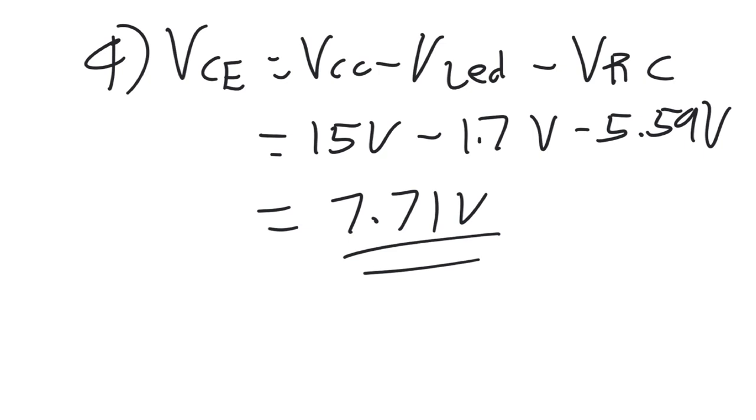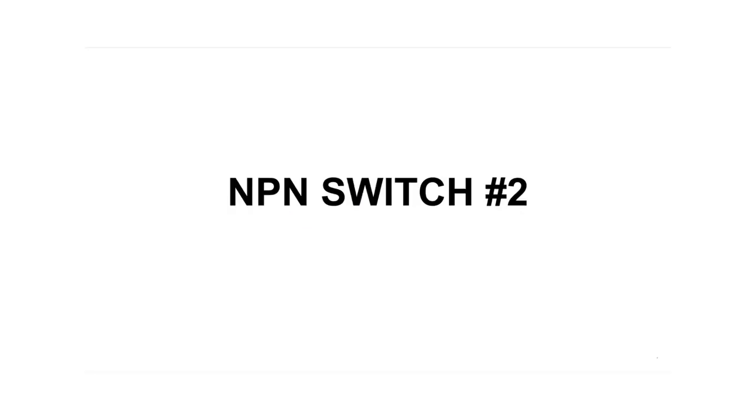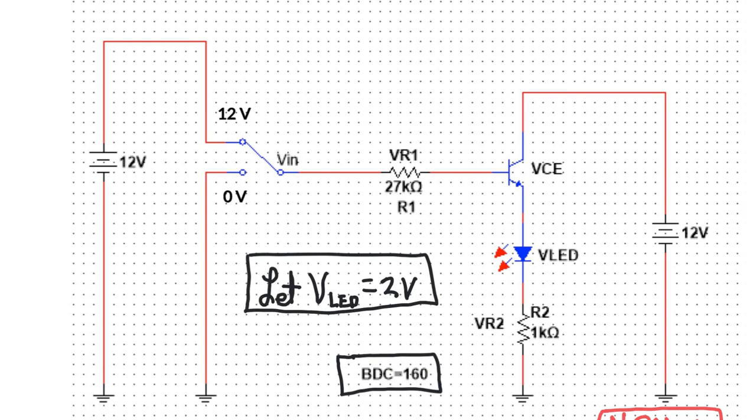Hi, Katie. Okay, NPN switch number 2. This one's a little bit different because I intentionally put the LED in the emitter side, which means we're going to have to reflect or move that resistance R2 to the base side. Otherwise, there's no way to solve this unless we already know VR2, which of course we don't.